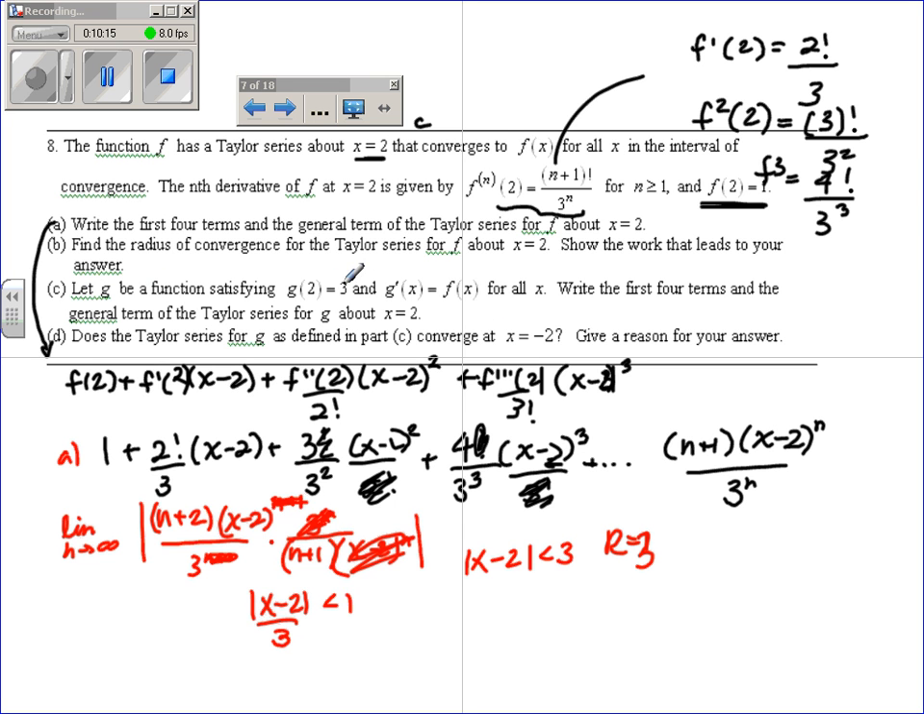C, let g be a function satisfying g of 2 is 3, g prime of x is equal to f of x. So that means that the integral of f of x would be equal to g, the antiderivative. And so I need to take the antiderivative of f. This represents f, so I need to take the antiderivative. So that would be x plus 2 over 3 times x minus 2 squared over 2 plus 3 times x minus 2 cubed over square root of 3.